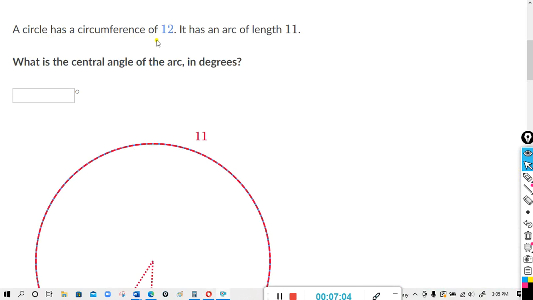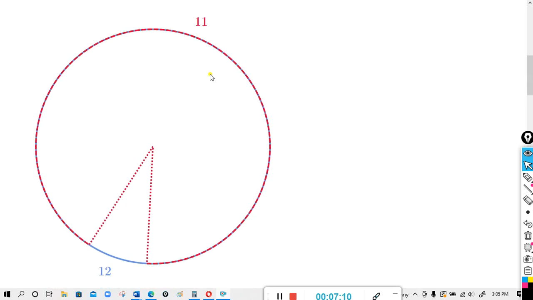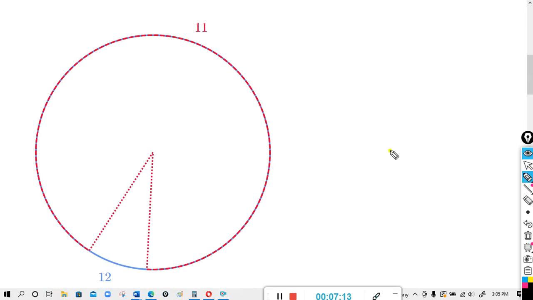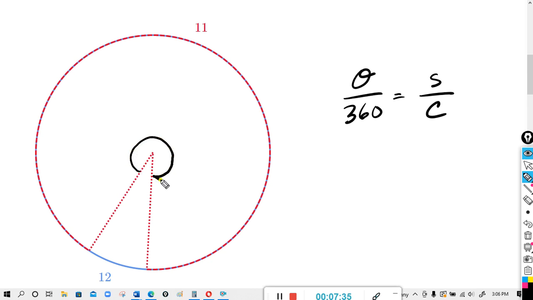All right, a circle has circumference 12. Its arc length is 11. What is the central angle in degrees? Let's see. All right, so same ratio and proportion, theta divided by 360 equals S divided by C. So this part in pink, the dashed line, is the actual arc. So the central angle goes almost all the way around from there to there. So that's going to be our central angle, theta.